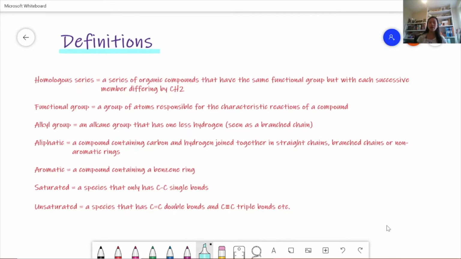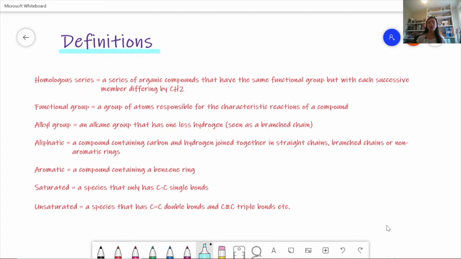So we're going to quickly run through some definitions. The first is a homologous series. A homologous series is a series of organic compounds that have the same functional group, but with each successive member differing by CH2. For example, we'll be learning about alkanes. Alkanes have the general formula CnH2n+2. The first alkane we have is methane, CH4, and the second is ethane, which is C2H6. So it differs by CH2.